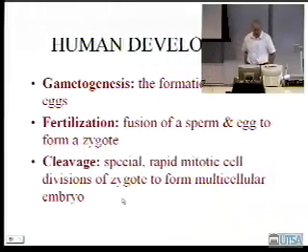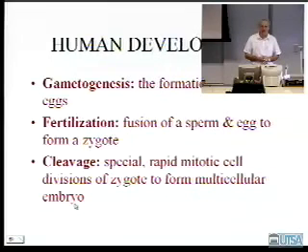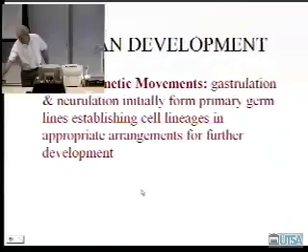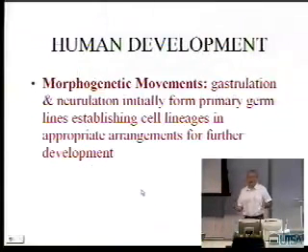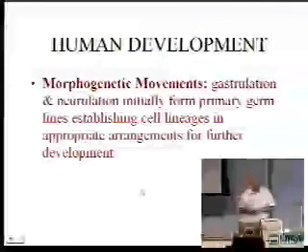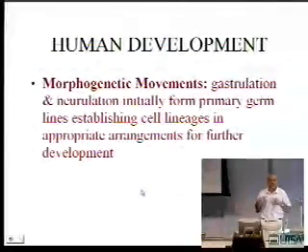Cleavage is a special rapid mitotic cell division of the zygote to form the multicellular embryo. So we'll see that there's some unique things about these early cellular developments that we don't always see in other cases of mitotically active cells. And specifically, that is that you'll have cellular division without production of new cytoplasm. So the egg is a very large cell, and it will be split up into equal portions, basically, to produce the first small number of cells.